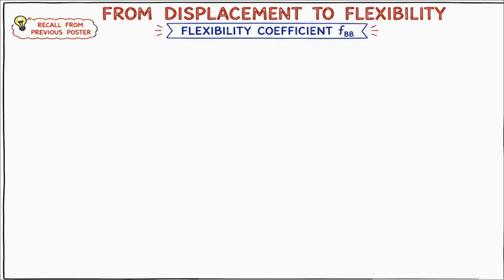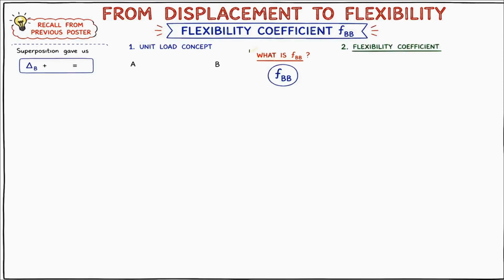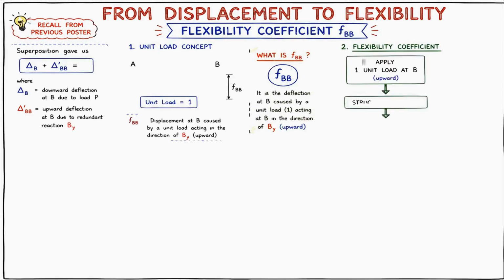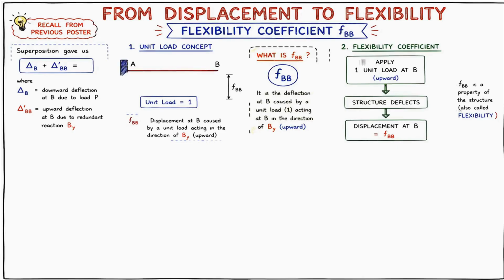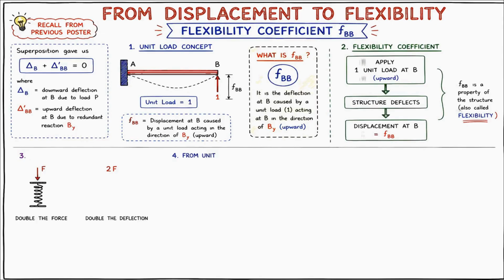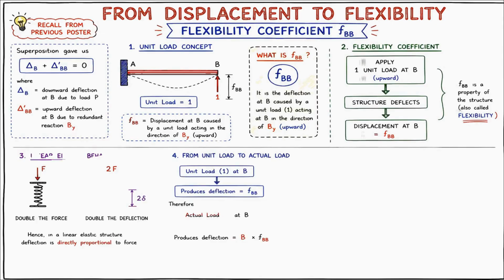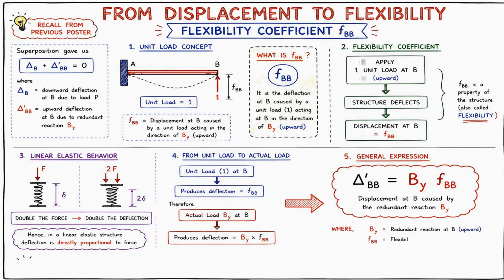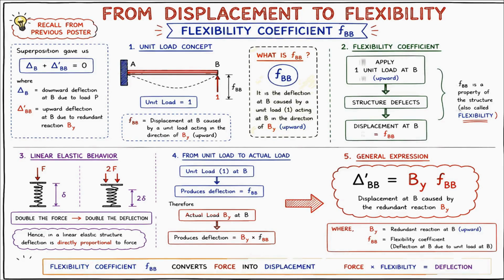Now we need to calculate the upward displacement caused by BY. Instead of directly applying BY, we first apply a unit load. When a unit load acts at B, the resulting displacement is called FBB. FBB equals displacement at B due to unit load at B. This quantity is called the flexibility coefficient. If one unit load produces displacement FBB, then BY load will produce BY times FBB because the structure behaves linearly. Delta BB dash equals BY times FBB. Now we can substitute this into the compatibility equation.